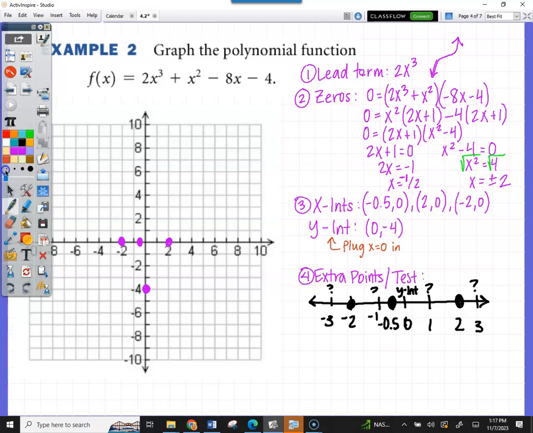So I'm going to test, and this is me just summarizing all of it, negative 3, negative 1, 1, and 3. So f of negative 3, f of negative 1, f of 1, and f of 3.